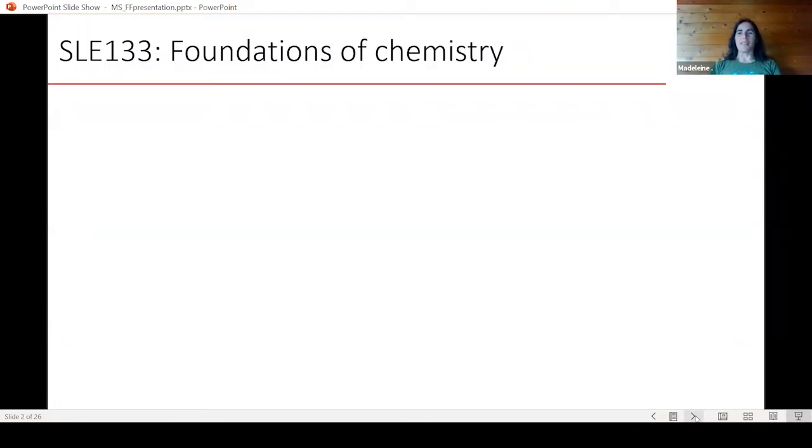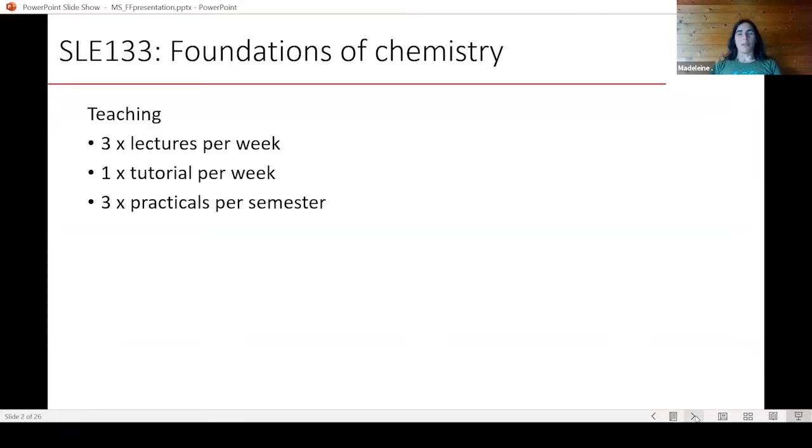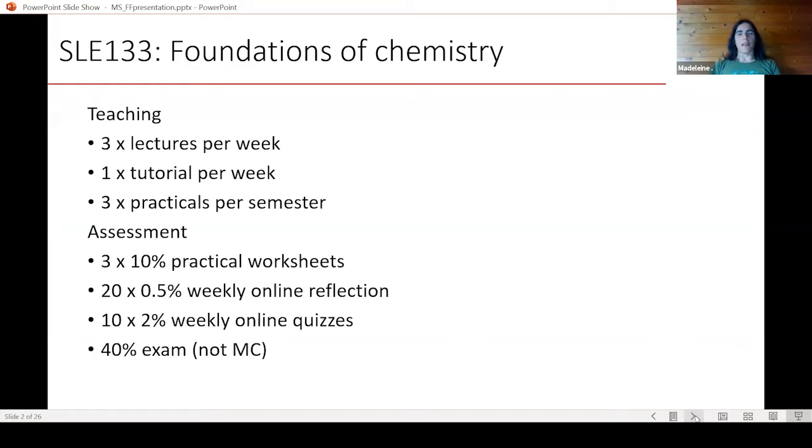It's a fairly standard first semester chemistry unit. There's a unit like this at most universities around the world, I would say, taught in quite a traditional manner, 3 lectures per week of 1 hour, a tutorial each week, and practicals. And prior to the pandemic, we also had a fairly traditional, old-fashioned and non-programmatic assessment.